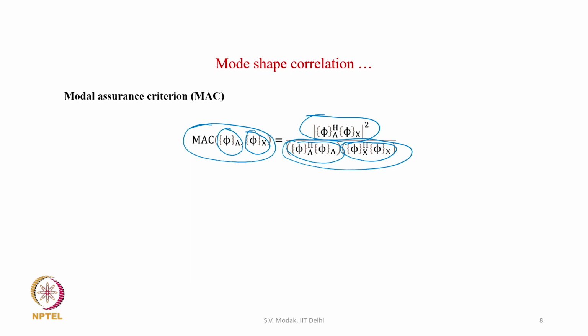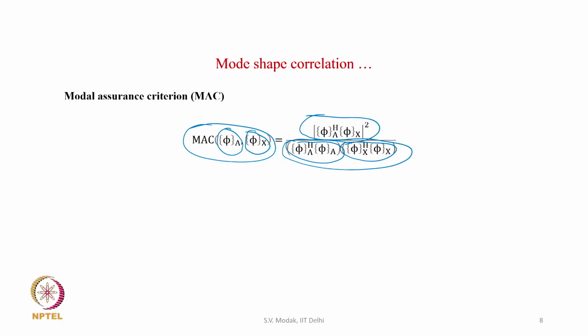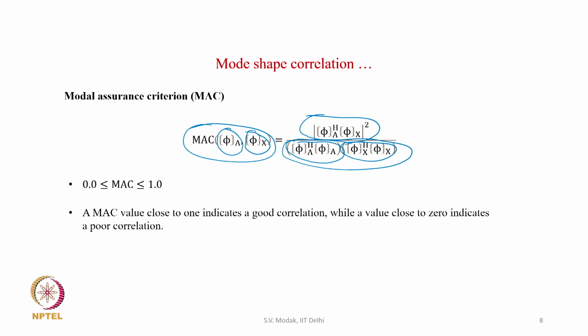One thing we should note is that it does not require either the mass matrix or the stiffness matrix of the structure for computation. It is based purely on the mode shapes from the FE model and the experiment, and its value lies from 0 to 1. The maximum value of MAC is 1 and the minimum value is 0. A MAC value close to 1 indicates a good correlation between the two modes, while a value close to 0 indicates a poor correlation.